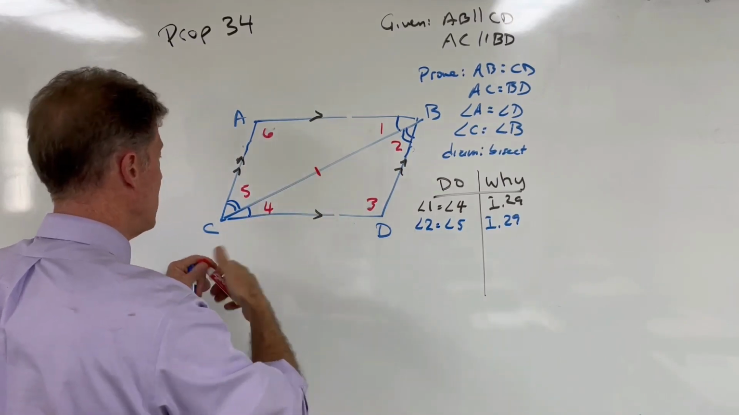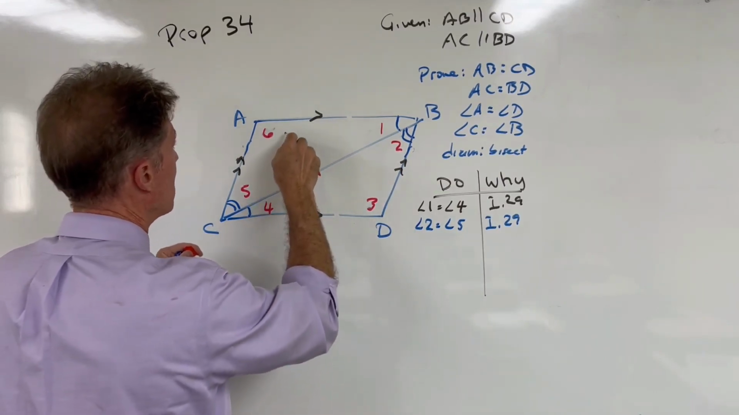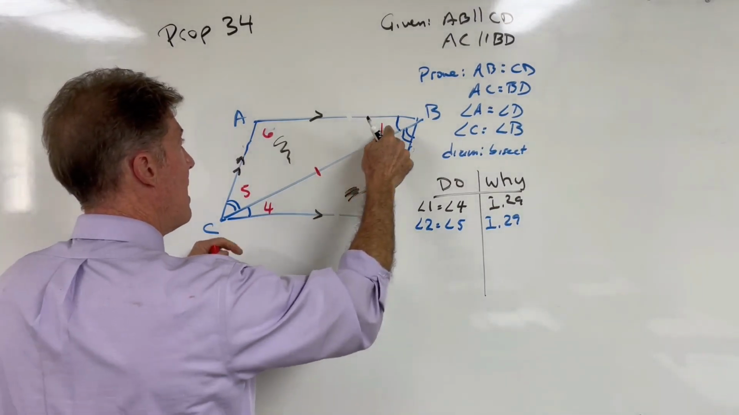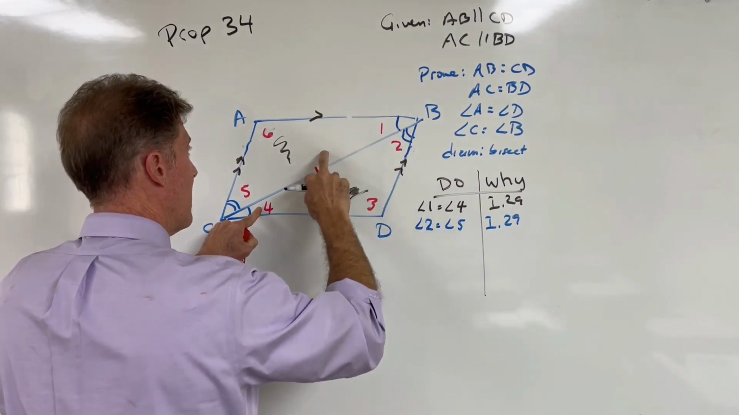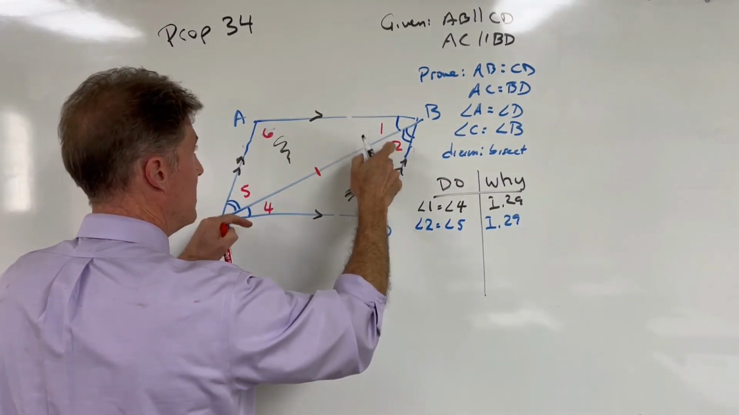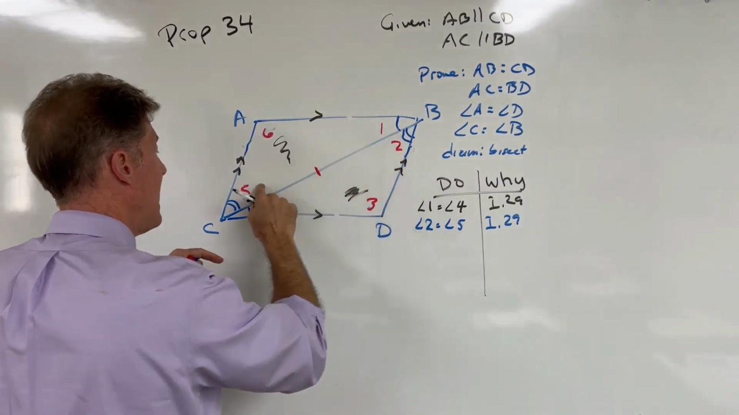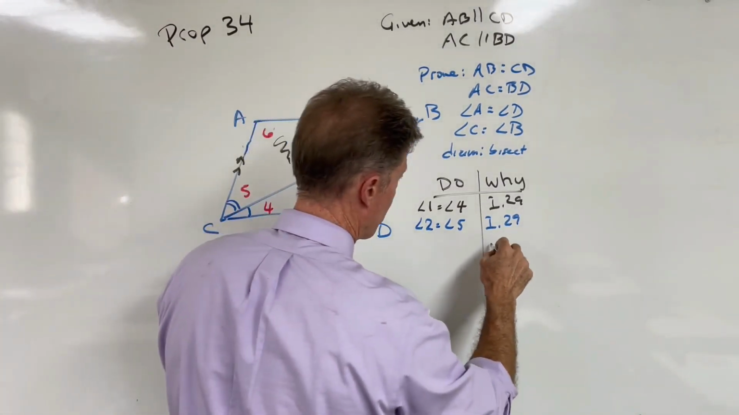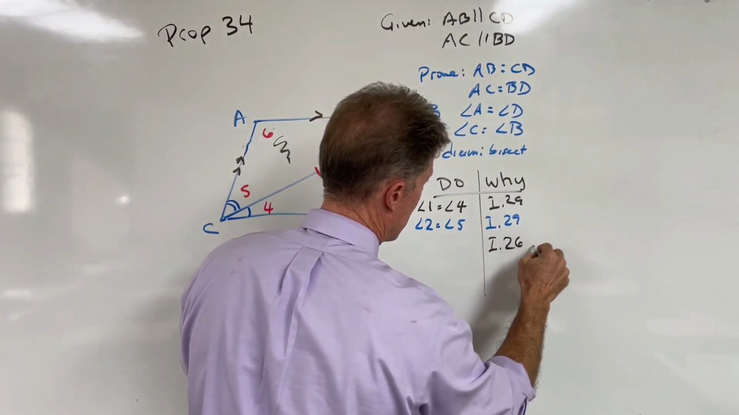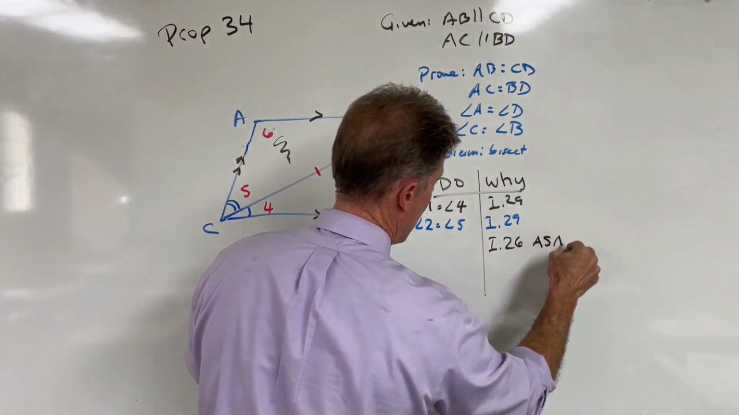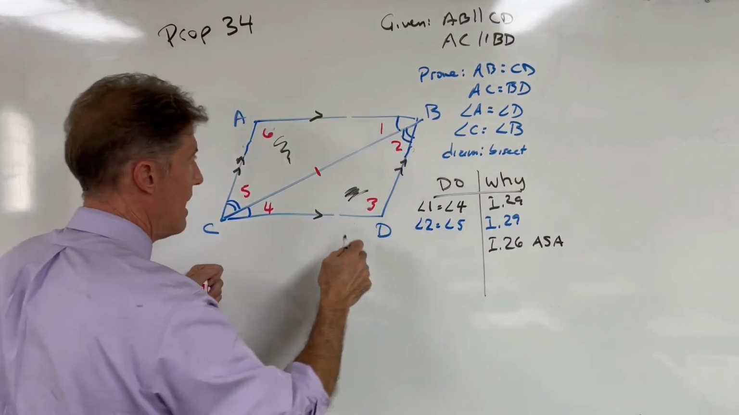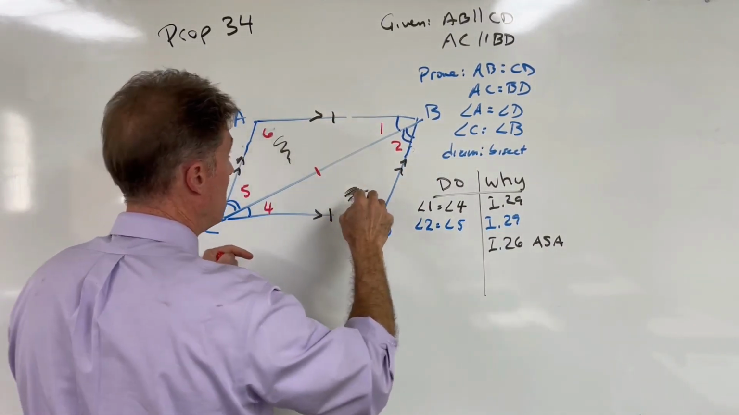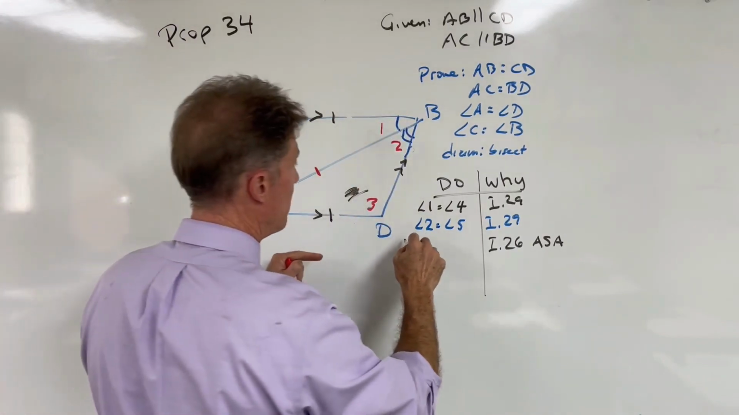So now let's look at each of these triangles. Let's look at this triangle and this triangle. And what we see is we have an angle equal to an angle, a side in between, and an angle equal to an angle. And this should remind us of angle, side, angle equal to angle, side, angle. This is Prop 26, our angle, side, angle proof for equality. And when we have this situation, we know that the opposite sides are equal. So AB equals CD.